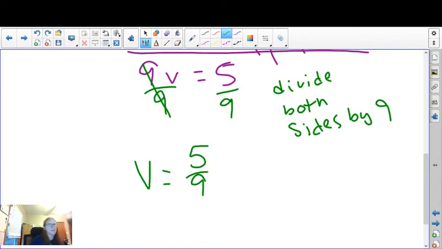Now, I know you're like, no way, there's no way that works. No way. Nope, nope, nope. Grab your closest calculator. I'll even do it on my phone so I can prove to you that it works. Get out your handy dandy calculator and take 5 divided by 9 for me.